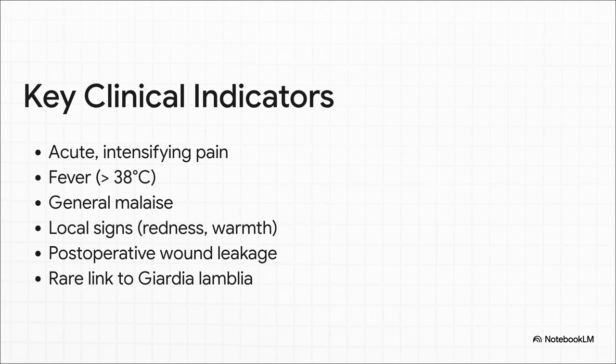It's a specific constellation of signs, a kind of toxidrome. You're searching for that classic triad: sharp pain in the upper right part of the belly, signs of a body-wide inflammation like a fever, and tenderness right over the area.